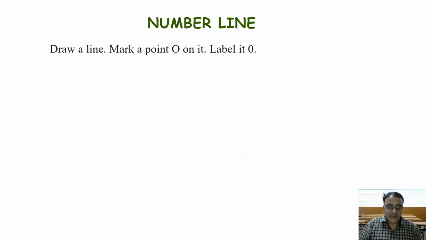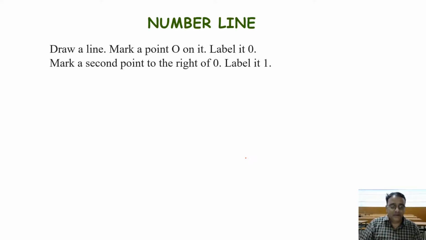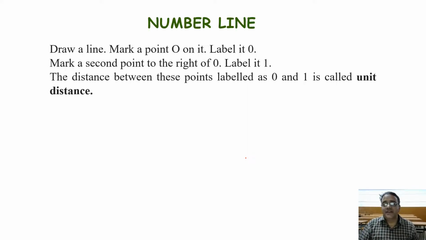So number line, what we will do, we will draw a line. We will mark a point O, that is considered as a 0. Okay, label it 0. And mark a second point to the right of 0, label it 1. And with the same distance we have to label other numbers. Okay, the distance between these points labeled as 0 and 1 is called unit distance. जितना हम लोग 0 और 1 के बीच में जो distance set कर रहे हैं उसको unit distance बोलते हैं.